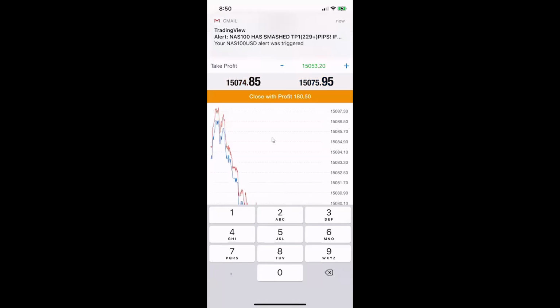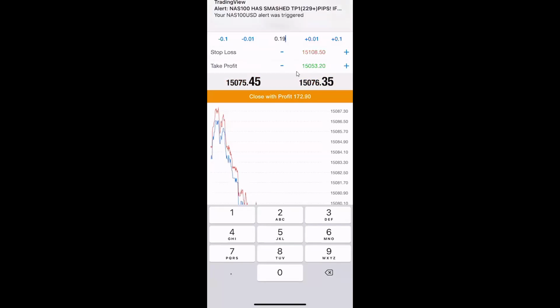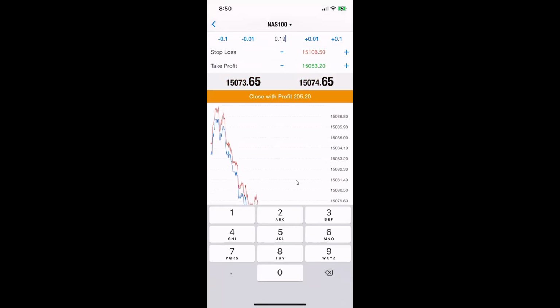All right, so we smashed the first take profit. Let's see if we can reach $250 at least. It's really, really pushing. It's no surprise. This is the bank putting in their orders. 200, 205.